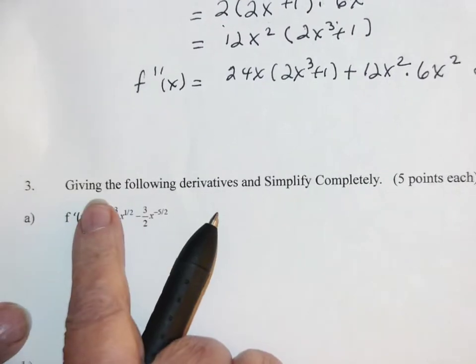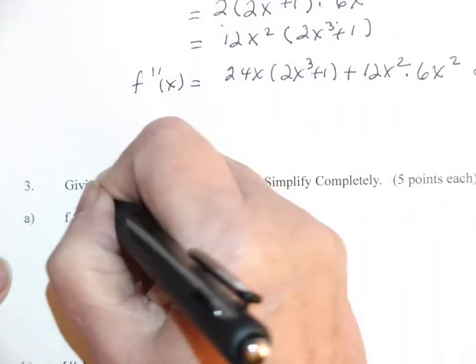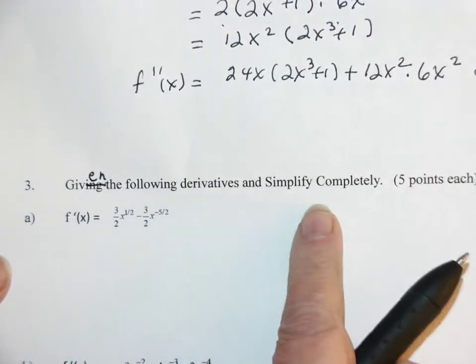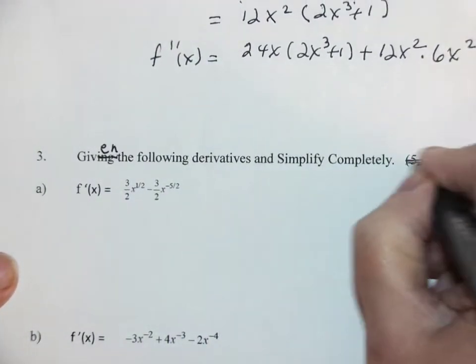This should be given. The following derivatives, simplify completely. These are not 5 points each.